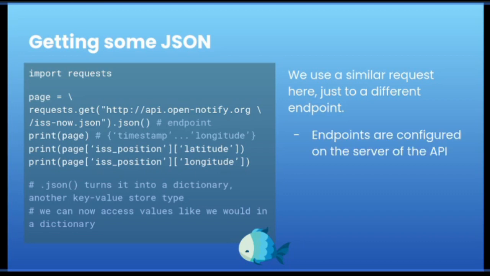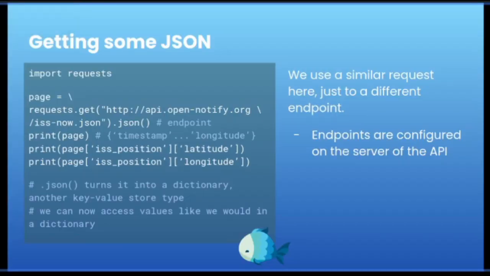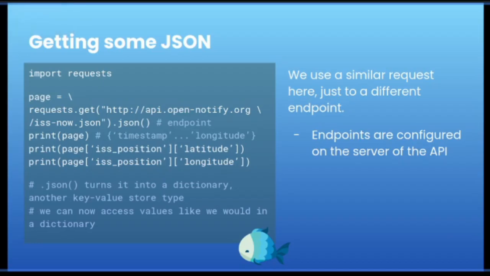So endpoints, which are basically the URLs that we use, are configured on the server of the API, and we don't really have to worry too much about that. Usually when you look up web API documentation, you can get that all on their docs page, so you'll know which endpoint to use where.